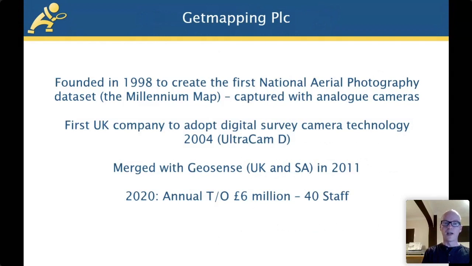So moving on, a little bit of the history of Getmapping. Getmapping was founded in 1998 to capture the first national aerial photography dataset, called the Millennium Map, which was captured with analog cameras. This was a speculative capture. We captured the data and went out and sold it. And this is all pre-Google days.